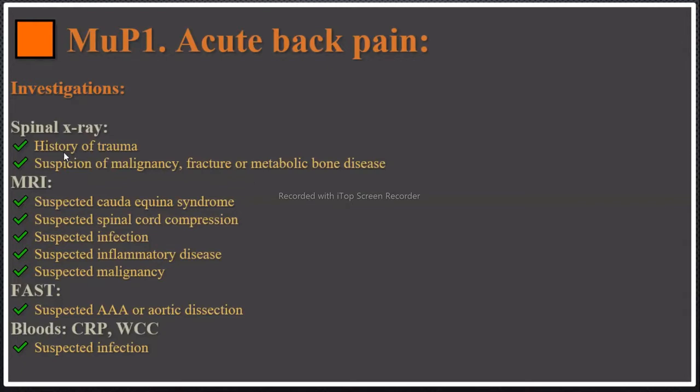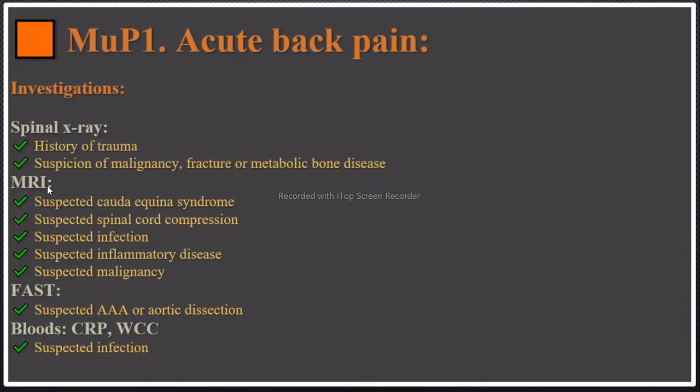Spinal X-ray: if the patient has a history of trauma in the scenario and they ask you what is the investigation, of course, X-ray first of all. Suspicion of malignancy: if you feel the diagnosis is malignancy, first of all, X-ray. Fracture or metabolic bone disease: whether traumatic or non-traumatic, and you feel features of fracture, so X-ray.